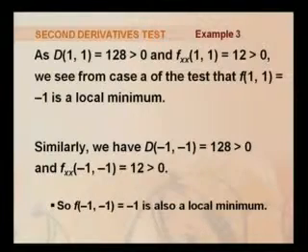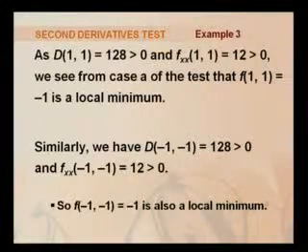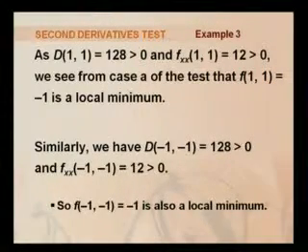the point -1 -1, D(-1, -1) is equal to 128, which is equal to D(1, 1), greater than 0. And fxx at -1 -1 is also equal to 12, which is greater than 0. So f(-1, -1) is also equal to -1 and is also a local minimum point.